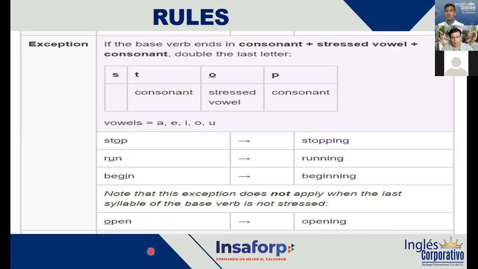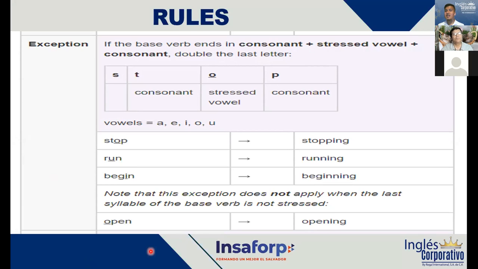But we also have exceptions. It says that if you have a verb that follows the following pattern, si tenemos un verbo con el siguiente patrón, consonant, vowel, consonant, what are we going to do? We are going to double the last letter and then we are going to add ing. Example, stop, stopping, run, running, begin, beginning.